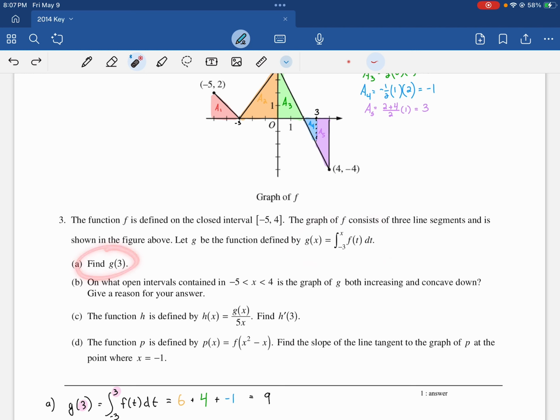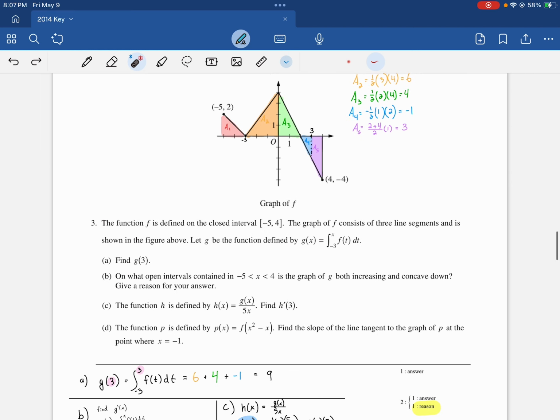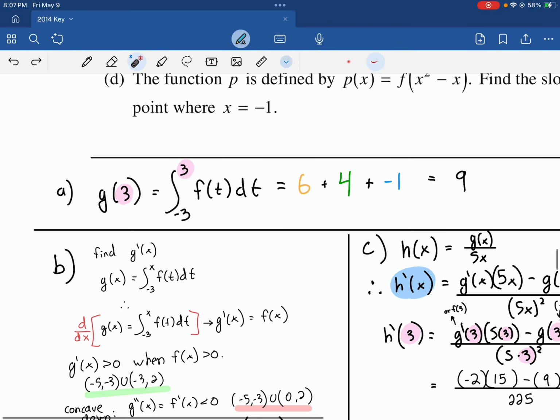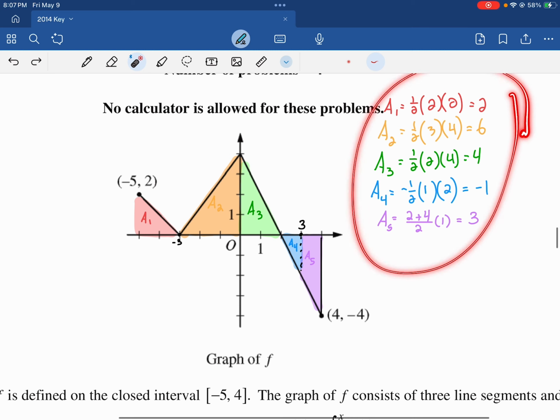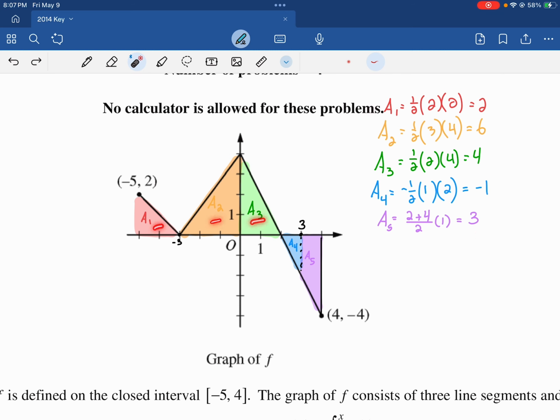If I'm asked to find g of 3, I'm just going to plug a 3 in anywhere there's an x. And so g of 3 is going to be the area under the curve from -3 to 3 of f of t dt. I would recommend breaking this up into a whole bunch of different areas. It's a whole bunch of triangles, and I think I have a trapezoid here at the end that I decided to split this up. I think you'll see why a bit later. From -3, I have the orange and the green, and then to 3, I get to the blue.